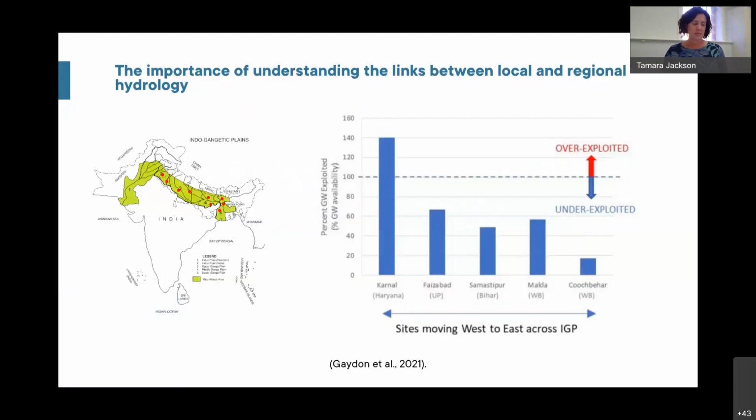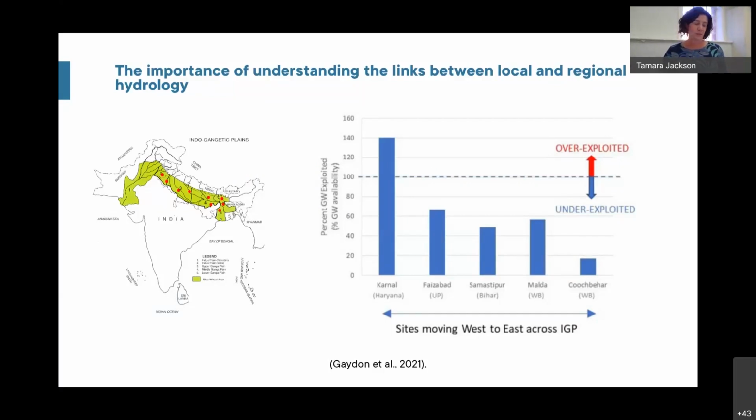So the first is in terms of understanding the links between local and regional hydrology. The map on the left shows locations where some of the analysis was done across the East Indo-Gangetic Plains. And you can see that groundwater resources are in general underexploited in the Eastern Gangetic Plains. In the graph on the right, as you move from west to east across the IGP and into the Eastern Gangetic Plains, you can see that groundwater is commonly underexploited. So there can be room for development.